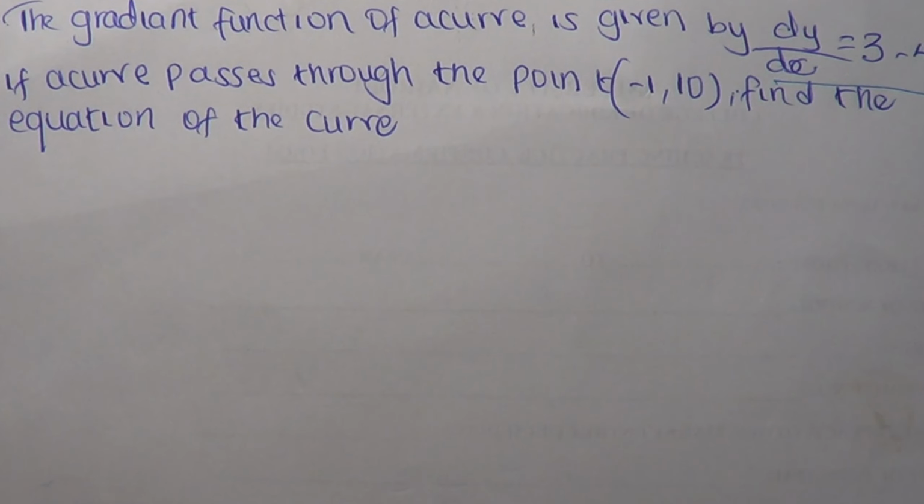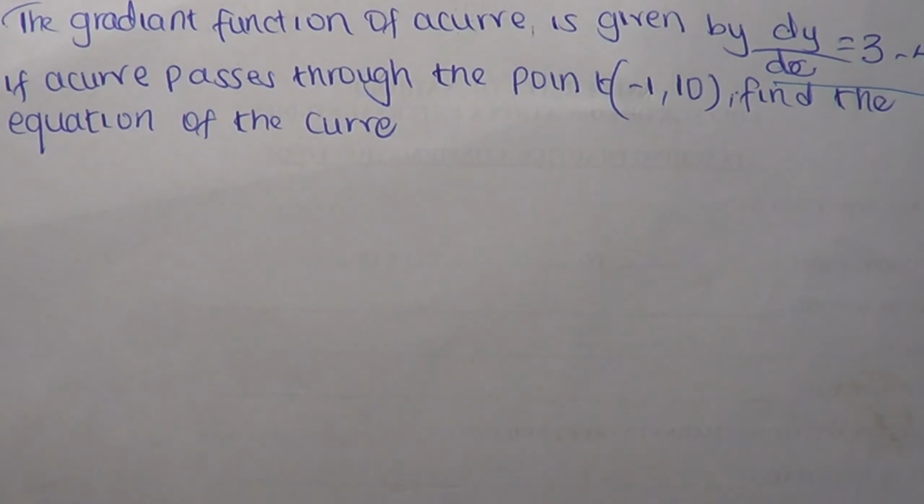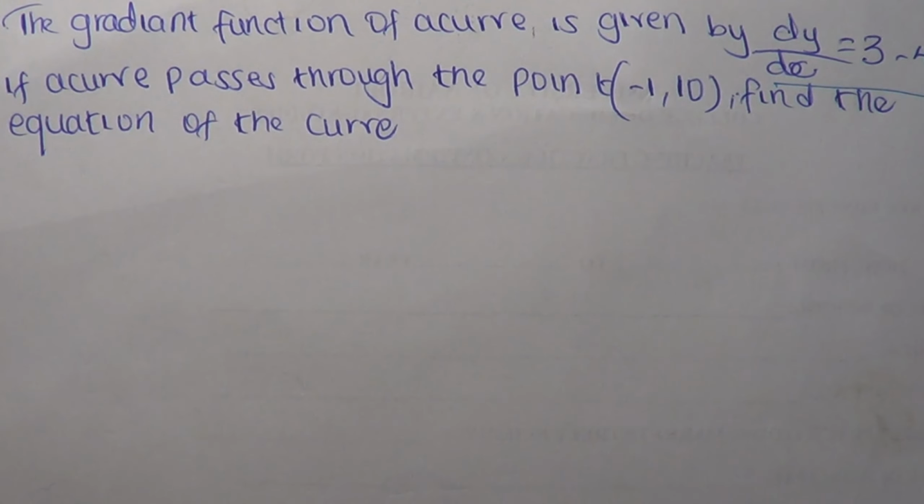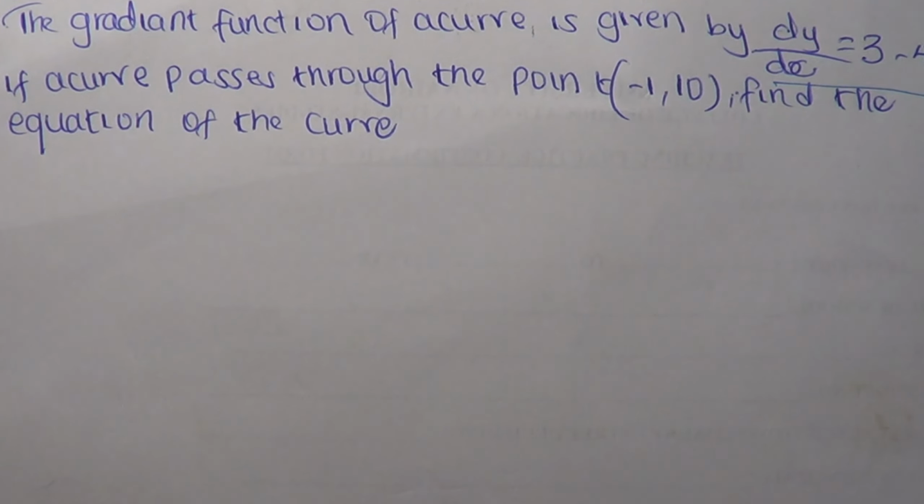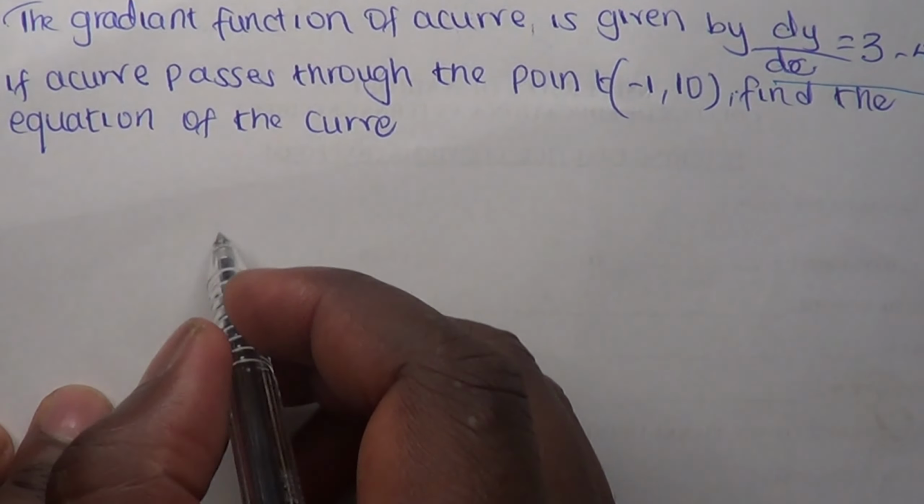Now, for us to find the equation of the curve, we are given the gradient function of the curve, that's dy/dx = 3 minus 4x. So what we are going to do with it is integrate the function. After integrating the function, we can find its original function. Now, how can we get its original function? Let us integrate the gradient function.